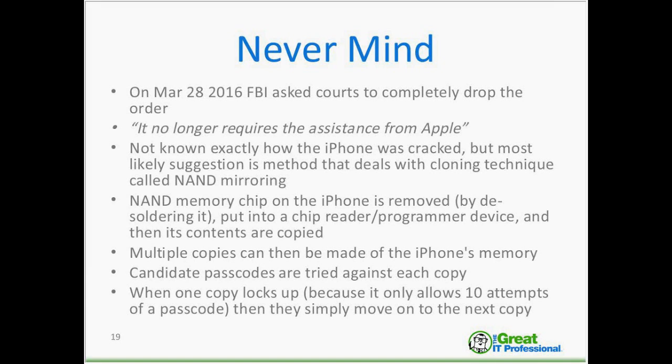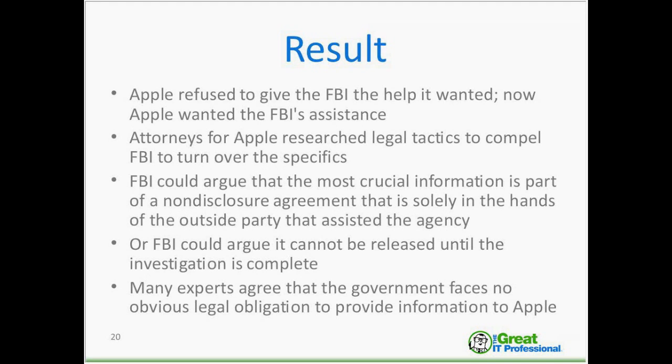Now, we then had kind of a turnabout here because Apple refused to give the FBI the help it wanted. Then Apple turned around and wanted the FBI's assistance. Apple wanted to know, how did you break this? And the attorneys for Apple researched some legal tactics. They wanted to compel the FBI to turn over the specifics. Now, of course, the FBI could say that we have a non-disclosure agreement with this third party that helped us crack the phone, and we can't say anything. Or they simply could say our investigation is not complete. And legal experts said that the government really faces no obvious legal obligation to provide this information to Apple.